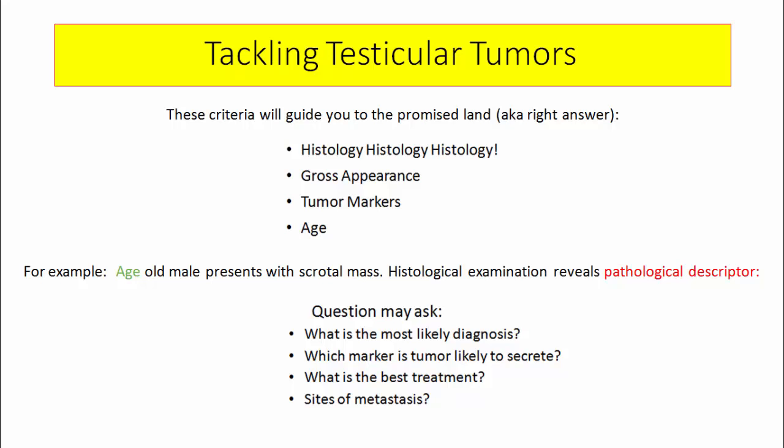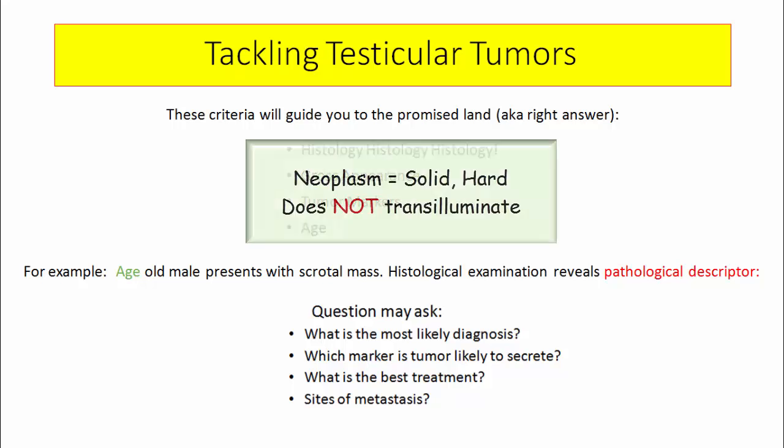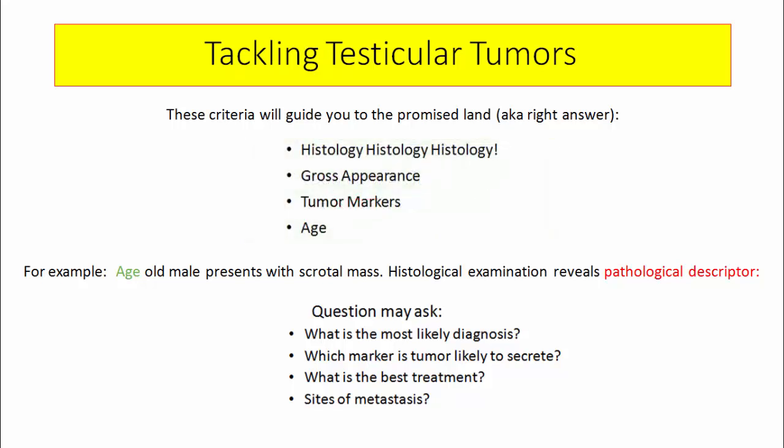To do this, we must remember that testicular tumors are most often described on Step 1 as being, quote, solid, rock hard, and do not transilluminate. If you see these words, you gotta be thinking testicular tumor. Nailing questions about testicular tumors on Step 1 comes down to histology, and to a lesser extent the gross appearance and the tumor markers. Thankfully, for each tumor, we will identify some of the key phrases that test writers love to use when describing these neoplasms that will help get you to the right answer.